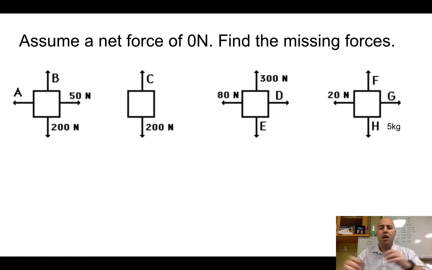So let's think about this. Look at these examples right here. Let's assume that there's a net force of 0, meaning that there are balanced forces. If we have this information, how would we figure out what A is? Well, if it's balanced and I have 50 newtons moving this way, that means I'm going to need 50 newtons pulling the other way. So A would be 50 newtons. Same thing with B. If this is balanced, and I have 200 newtons pulling down, then B is also going to be 200 newtons. Same thing over here. If 200 newtons are going down, in order for this to be balanced, 200 newtons need to be pulling up. Same concept in this one. If I have 300 newtons pulling up, there's going to need to be 300 newtons pulling down. If there's 80 newtons pulling to the left, then I'm going to need 80 newtons pulling to the right.